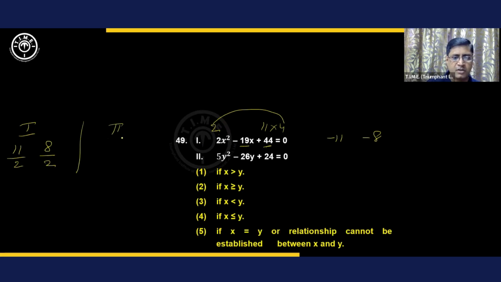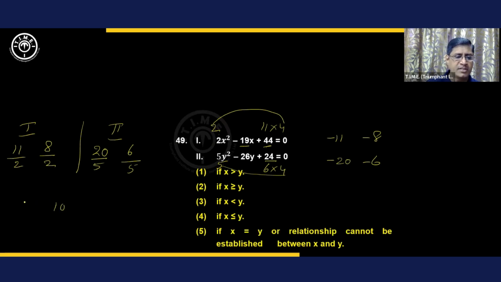Now the second quadratic equation, 5y square. What about this 24? 24 is equal to 6 into 4. Now 5 into 4, that is 20. So minus 20 and minus 6. What are the factors? Minus 20 and minus 6. The roots of this quadratic equation are 20 by 5 and 6 by 5.